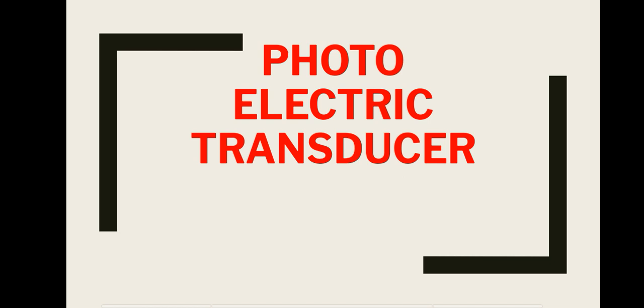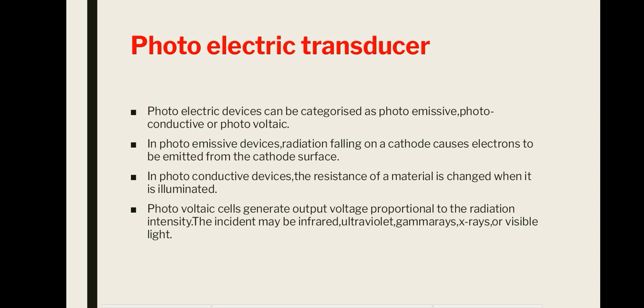Today we are going to discuss photoelectric transducers. Photoelectric devices can be categorized as photoemissive, photoconductive, or photovoltaic. In photoemissive devices, radiation falling on a cathode causes electrons to be emitted from the cathode surface. In photoconductive devices, the resistance of a material is changed when it is illuminated.